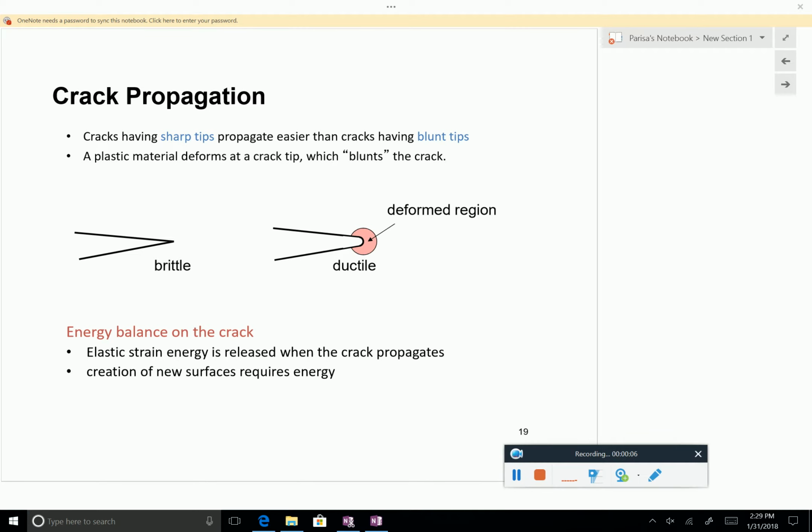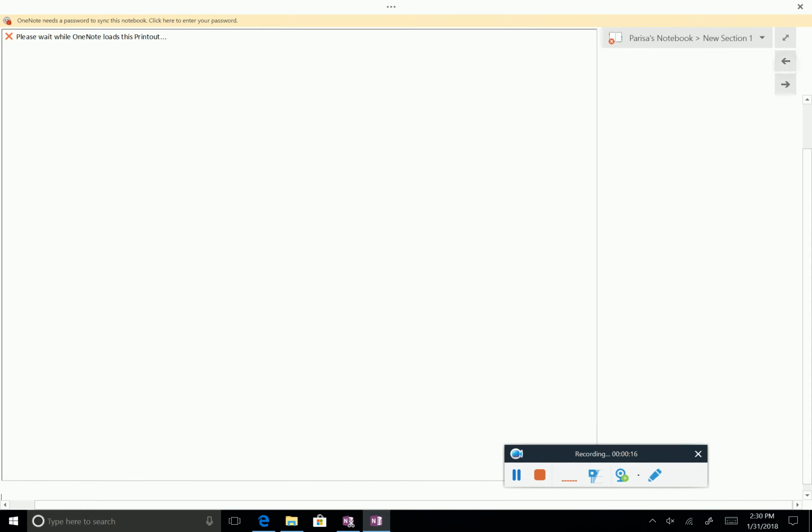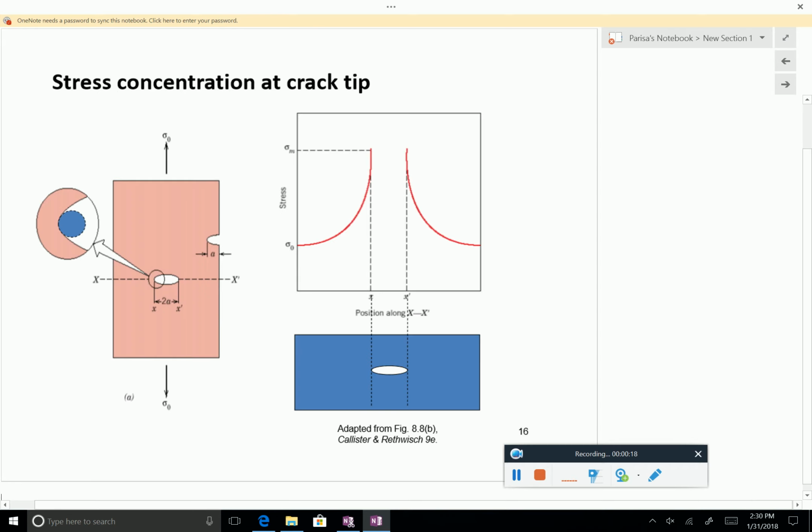So let's just go back a little bit and try to remember what we were discussing last time. If you remember, we started with mechanics of failure, and one of the things that I hope you are convinced now is that if you have a sharp crack, you will have larger stress concentration at the tip.